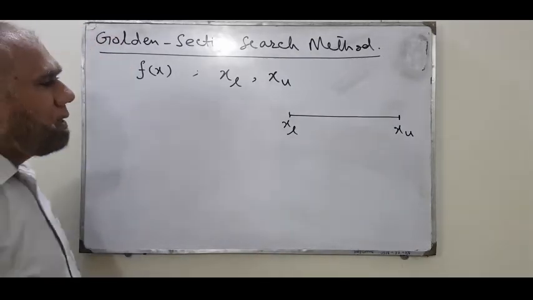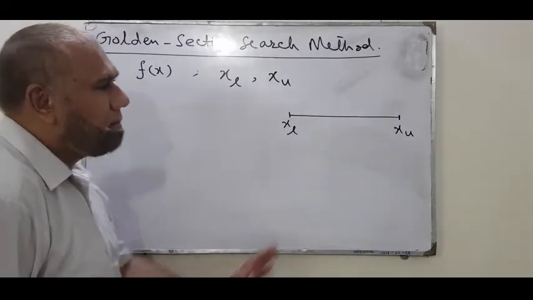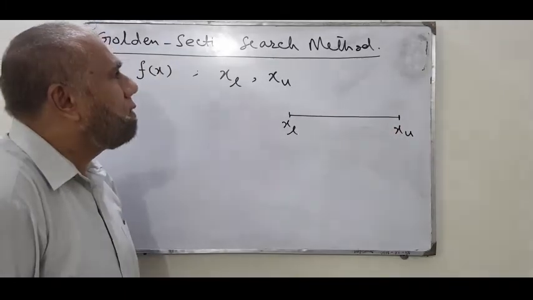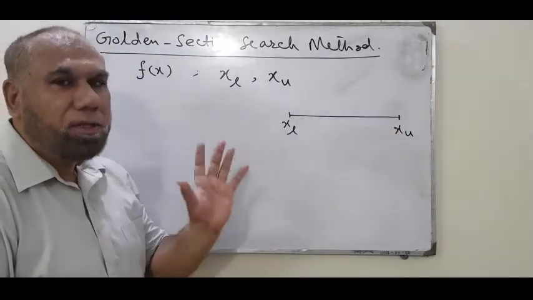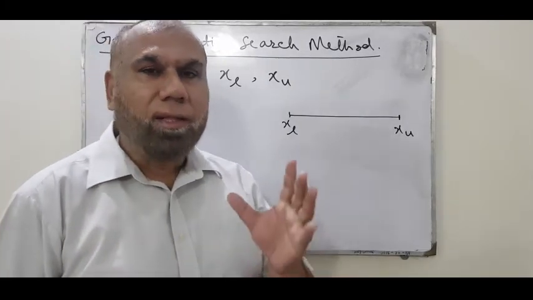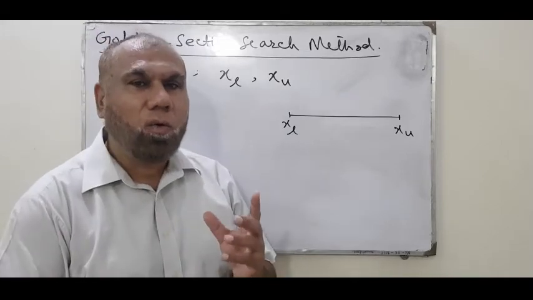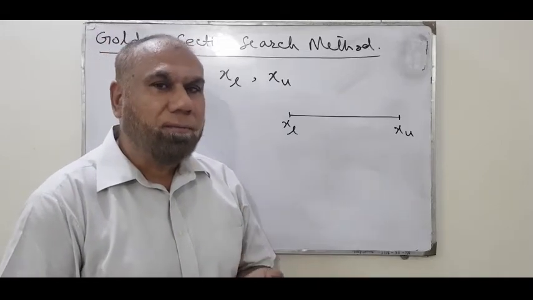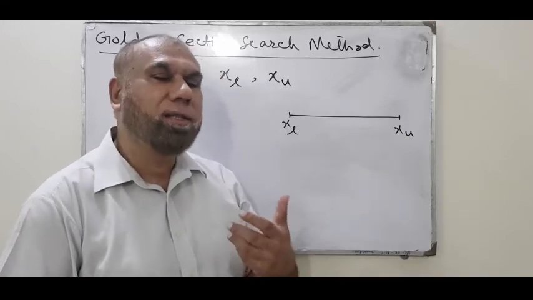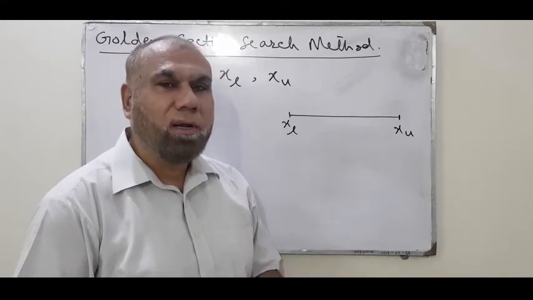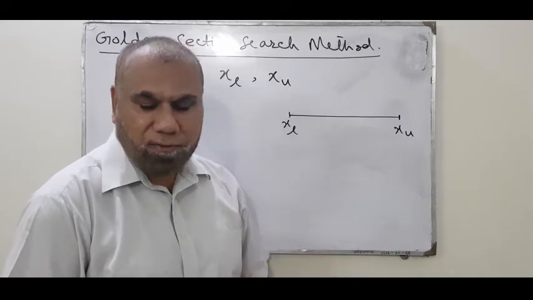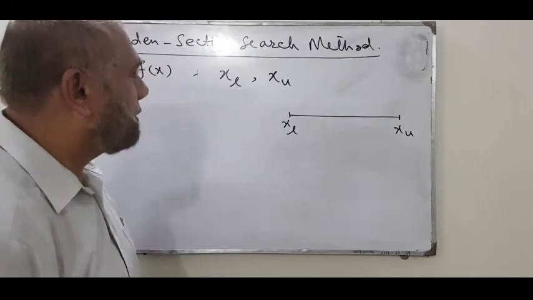Before describing the further procedure of the golden section search method, this method is based upon a number, and that number is generally called the golden number. So first of all, we'll be finding the golden number, and then we shall be using that golden number or golden ratio in order to go for the further steps of this method's procedure.